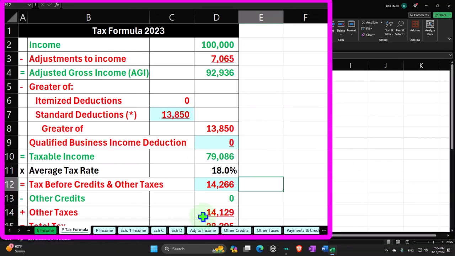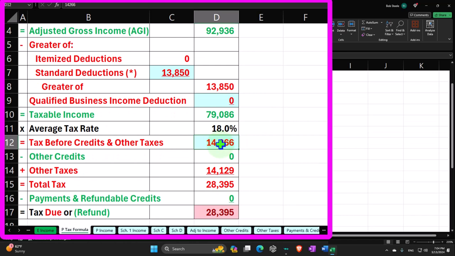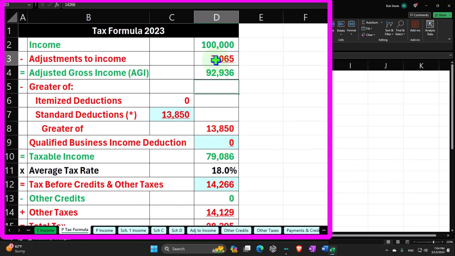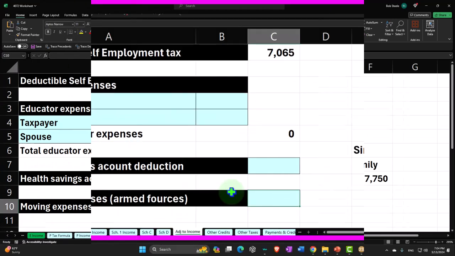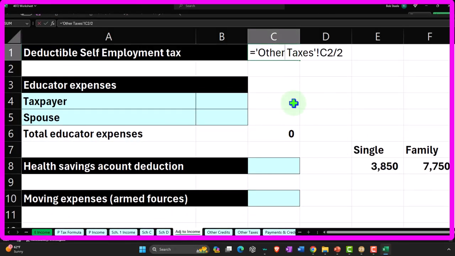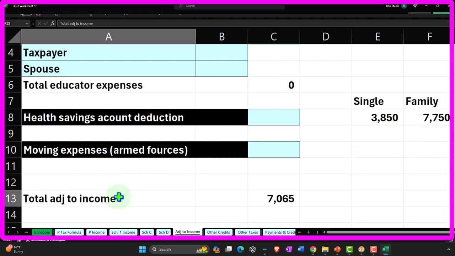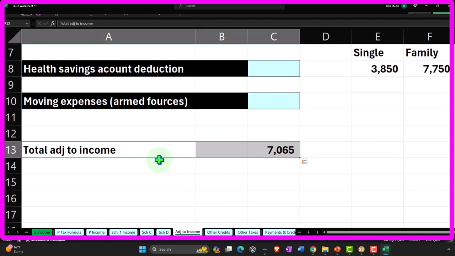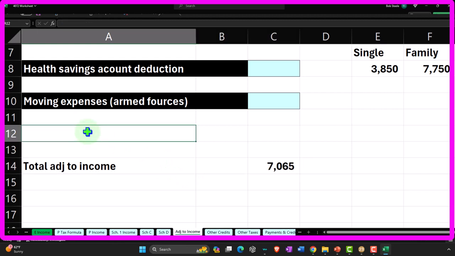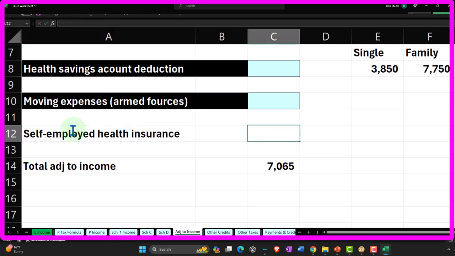So if I go back on over, that's calculating down here now. And then I want to go into the adjustments to income. So the adjustments to income are now pulling in this number automatically because it's half of the tax that I just calculated. So we have that pulling in. And then we also have the health insurance. So let's add a new line and call it self. Is this what it's called here? What did I call it? Yeah, let's just call it self-employed health insurance.